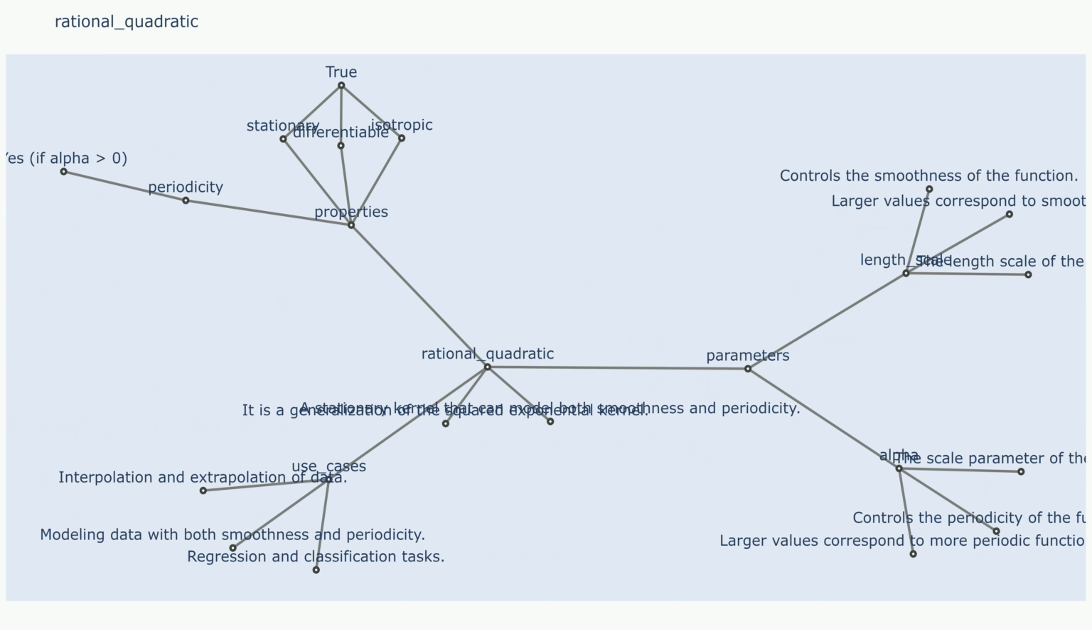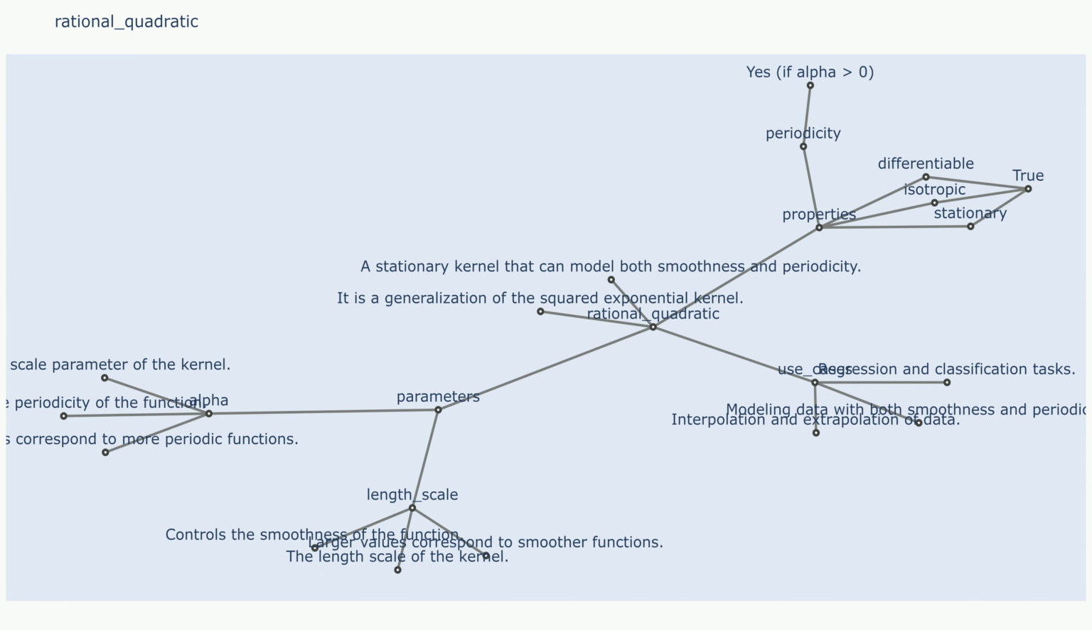Common applications. The rational quadratic kernel proves useful in various applications, including regression, predicting continuous values based on input features; classification, classifying data points into different categories; time series analysis, modeling time-dependent data, including forecasting and anomaly detection; and spatial data analysis, analyzing data that exhibits spatial correlations.